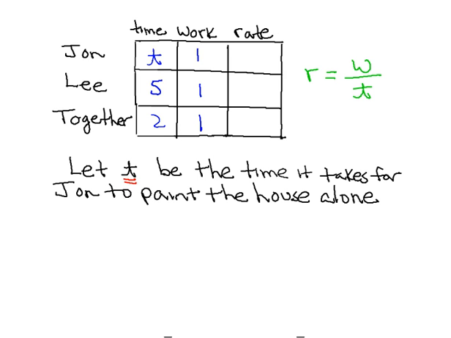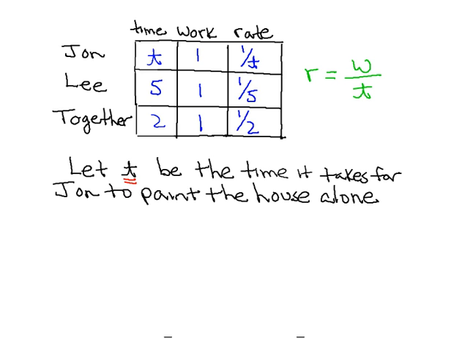Now, moving to the work column, remember that the entire job being done, or in this case the entire house being painted, would be represented by the number 1. So we put a 1 in each position there in the work column. And the rate, remember, is equal to the amount of work divided by time. So the rate at which John works will be equal to 1 divided by T. The rate at which Lee works will be 1 divided by 5. And the rate of their working together will be 1 divided by 2.